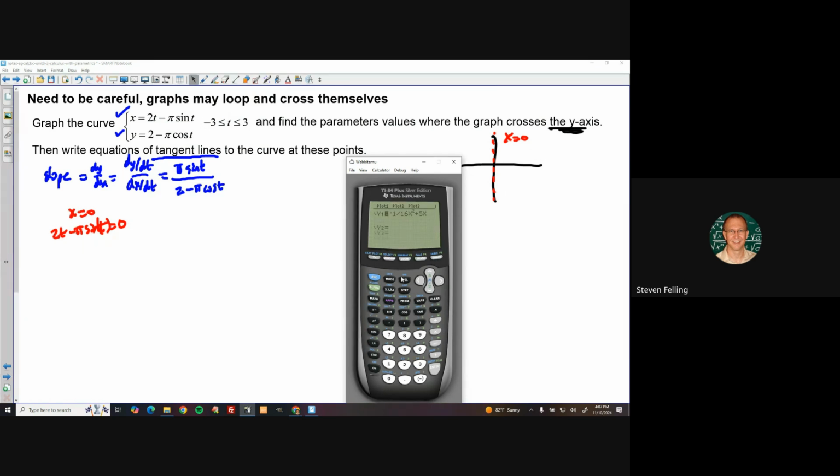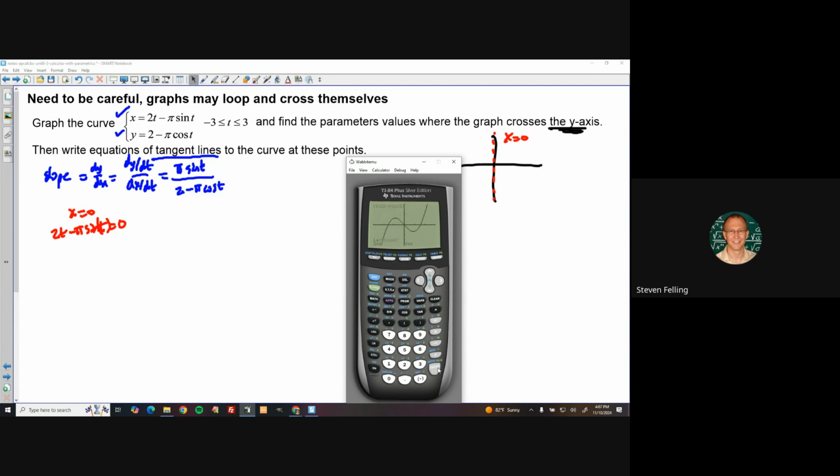I'm going to enter the equation for x, which is 2 times the variable minus pi times the sine of the variable. I'm going to graph that from -3 to 3 for t, because my x variable here represents t. So I'm going to set my window to x from -3 to 3, and then graph this and see what we get. Okay, so this is the x value, and as this object is moving around, wherever x is 0, those are places where it's crossing the y-axis. So I'm going to use my technology to find out where those zeros are.